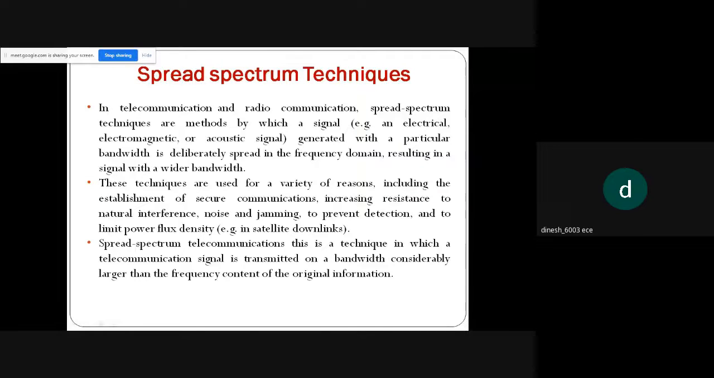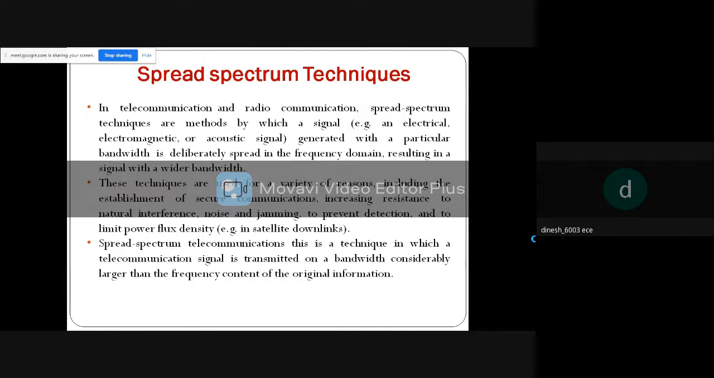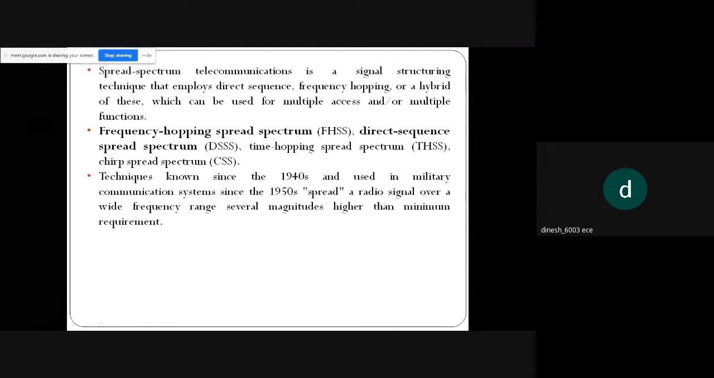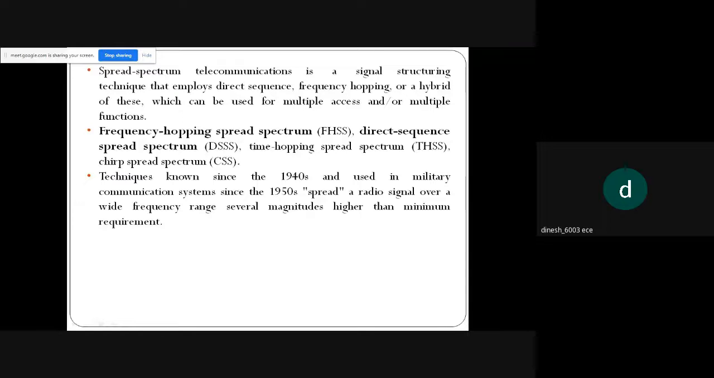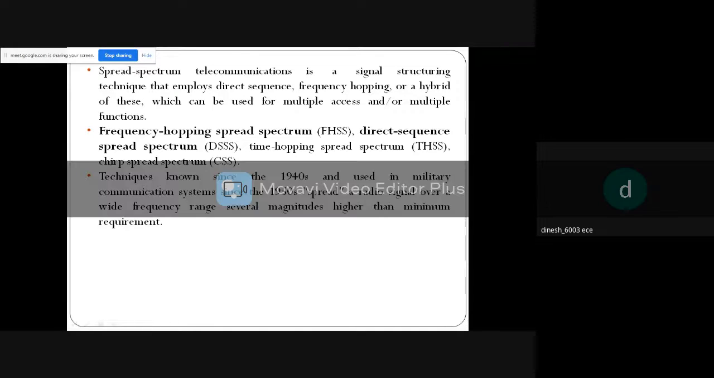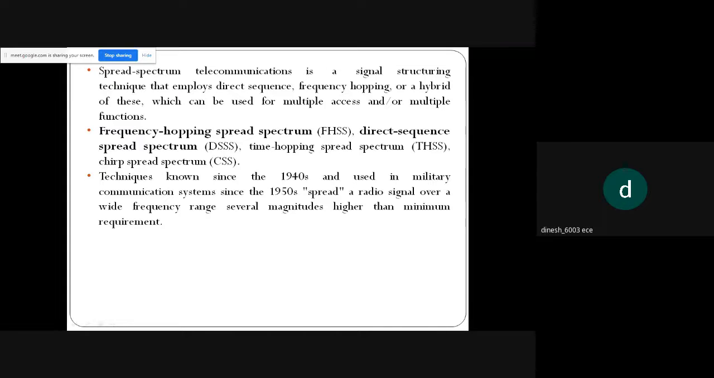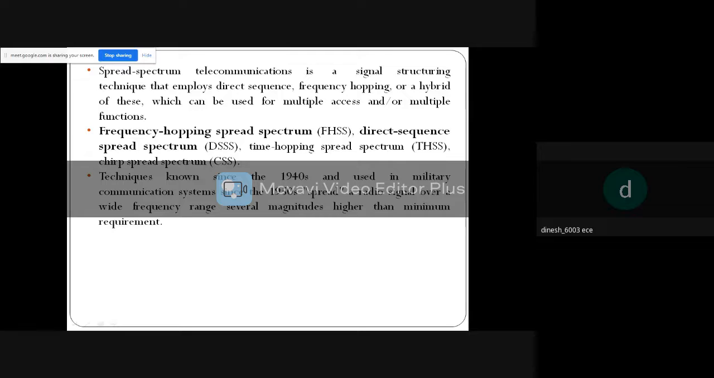So spread spectrum telecommunications is a technique in which a telecommunication signal is transmitted on a bandwidth larger than the frequency content of the original information. The spread spectrum telecommunication is a signal structuring technique that employs direct sequence, frequency hopping, or a hybrid of these, which can be used for multiple access or multiple functions. So there are two different types, basically, which you have studied, frequency hop and direct sequence. Further classifications are time hopping, which is THSS, and chirp based, which is CSS. So frequency hopping spread spectrum, FHSS, direct sequence spread spectrum, DSSS, time hopping, THSS, chirp spread spectrum, CSS.